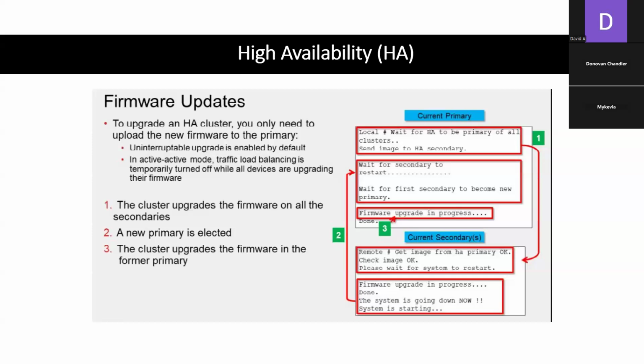And of course, the cluster upgrades the secondary FortiGates first. It's similar to a switch in a stack, where it upgrades the secondary members of the stack first before it does the primary or the master. Once all the secondary FortiGate devices are running the new firmware, a new primary is elected and the firmware in the original primary device is upgraded. Okay. All right.